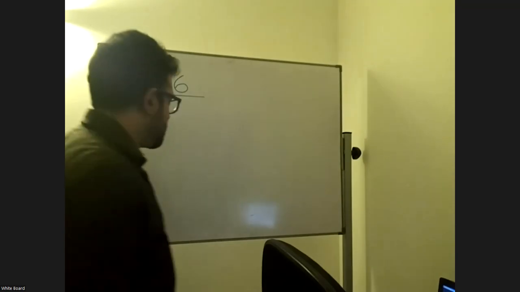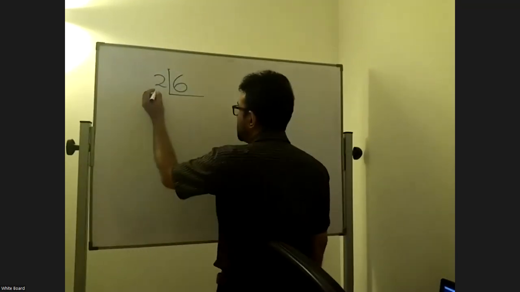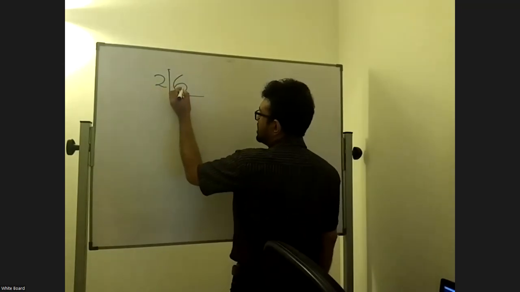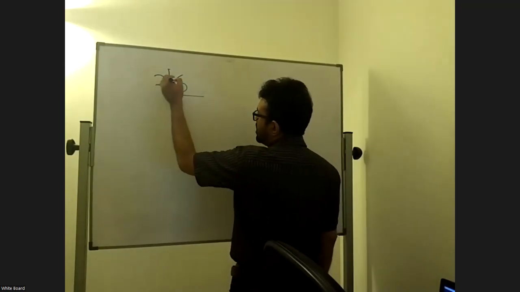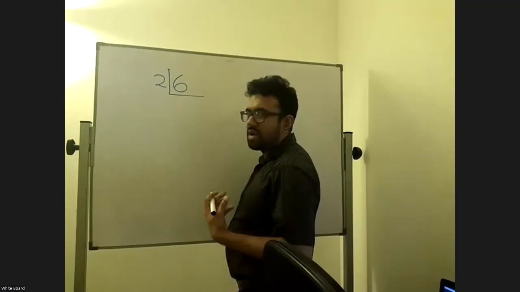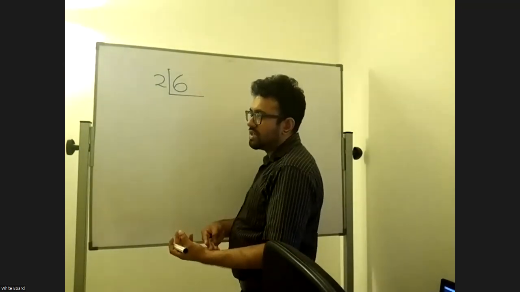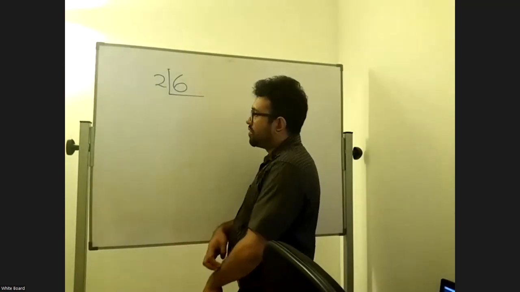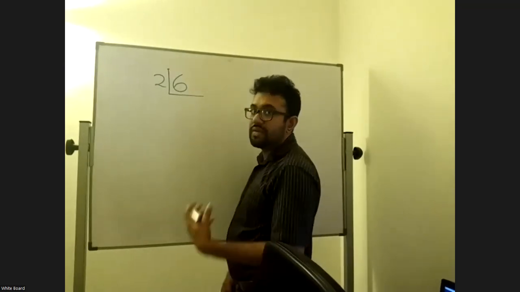Right. So now, first we will divide this 6 by 2. Once you divide, you have to identify the value after division and the value that we are going to get as our remainder.